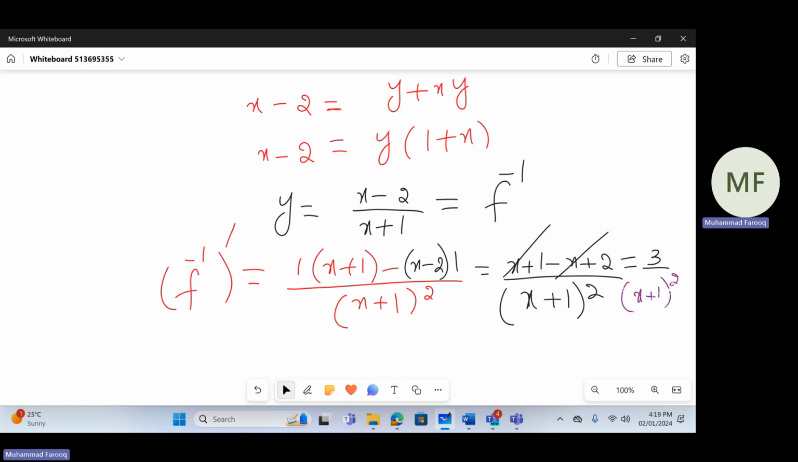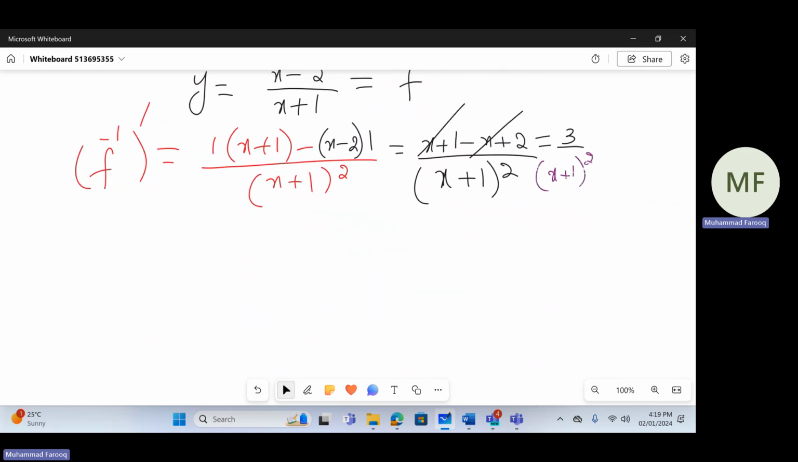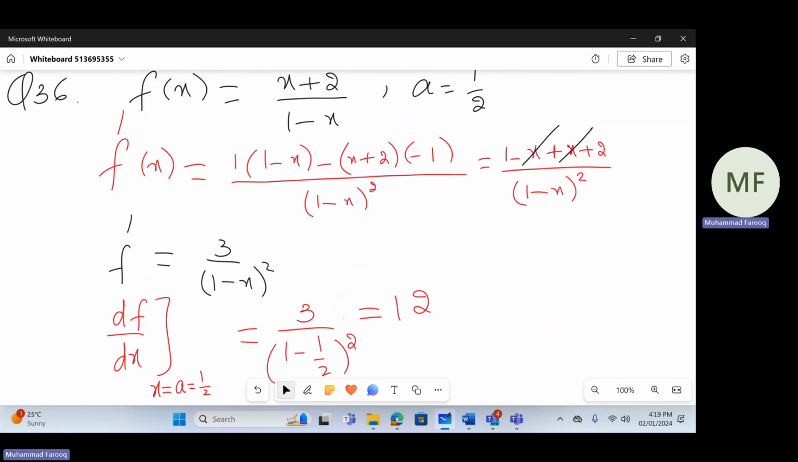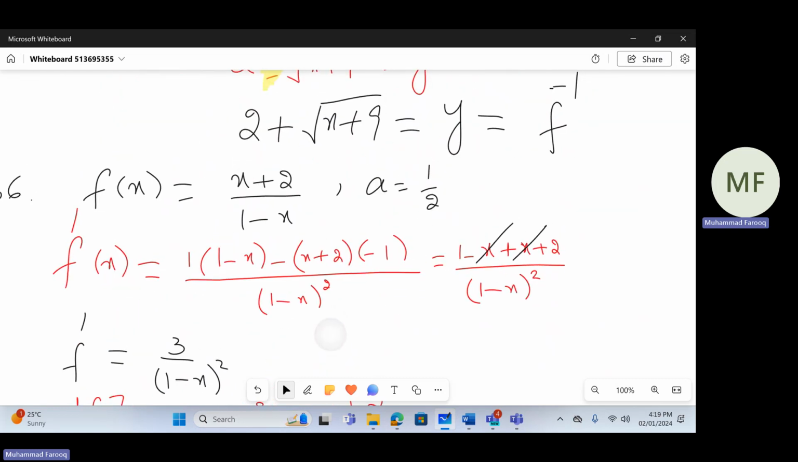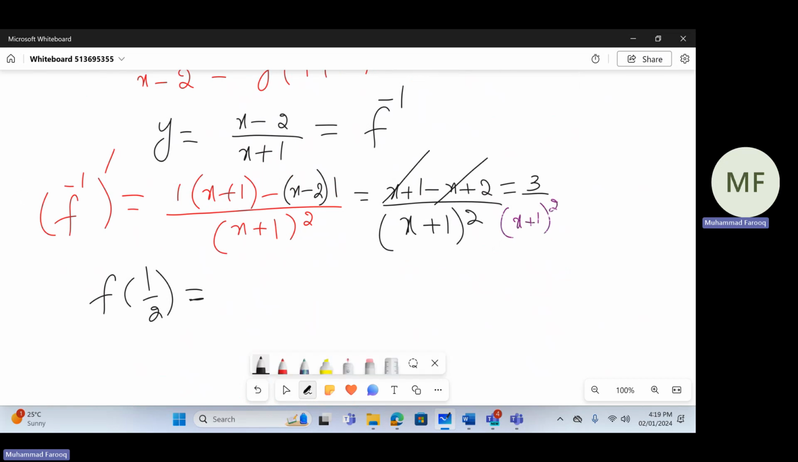So now we need basically the f of a value, please, so that we can get the derivative at f of a. So f of a means f of half. So your function is basically the function in the question. Your question is here. The question is x plus 2 over 1 minus x. x plus 2 means x plus 2 over 1 minus half. So how much, please?